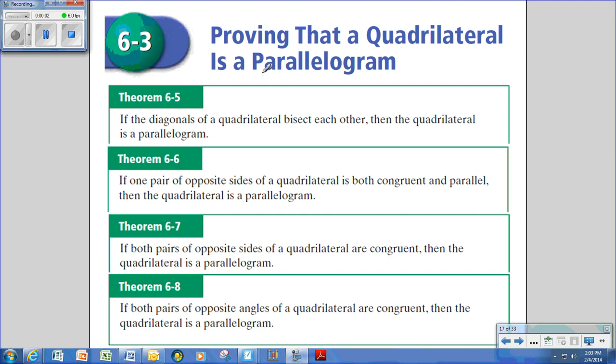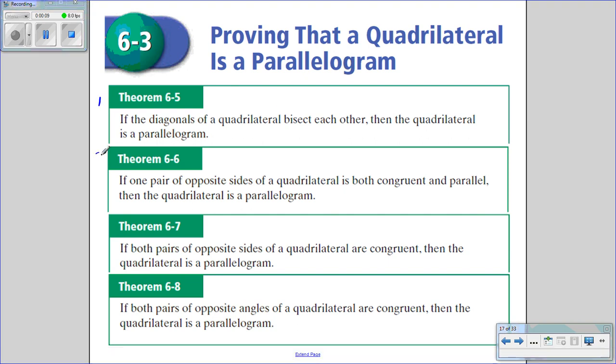Today we're going to talk about how to prove that a quadrilateral is a parallelogram. There are basically four ways to prove that a quadrilateral is a parallelogram. First, if the diagonals of a quadrilateral bisect each other, then it is a parallelogram.